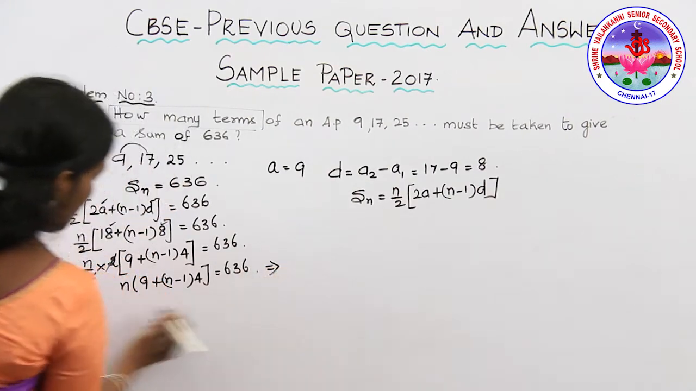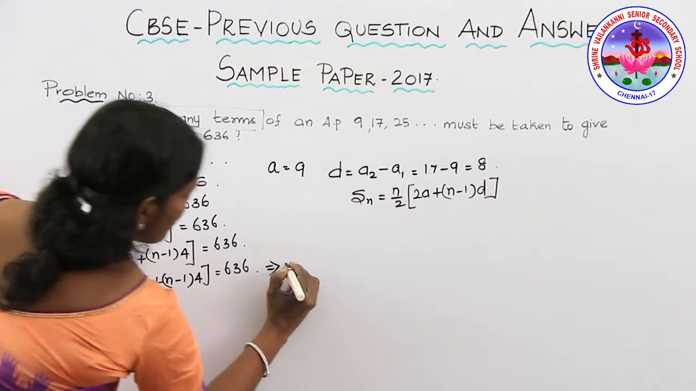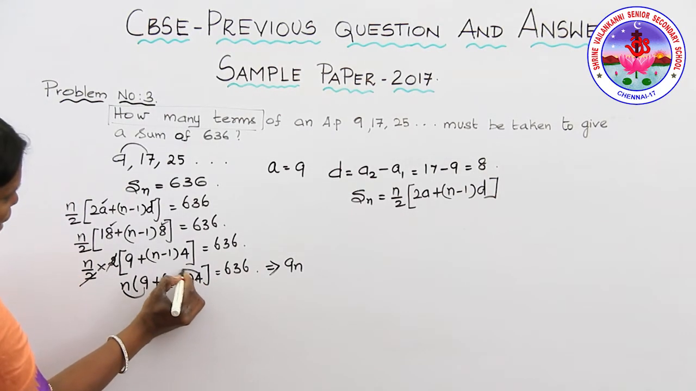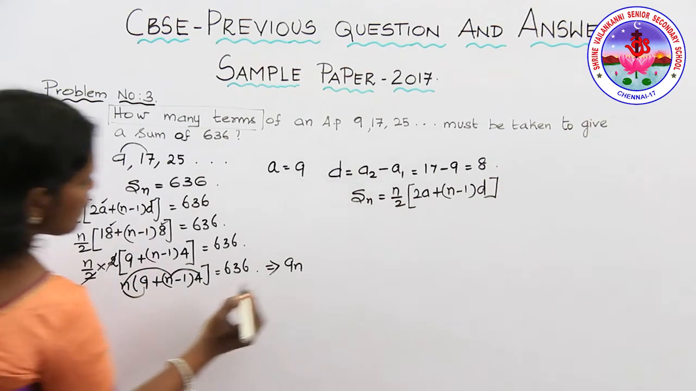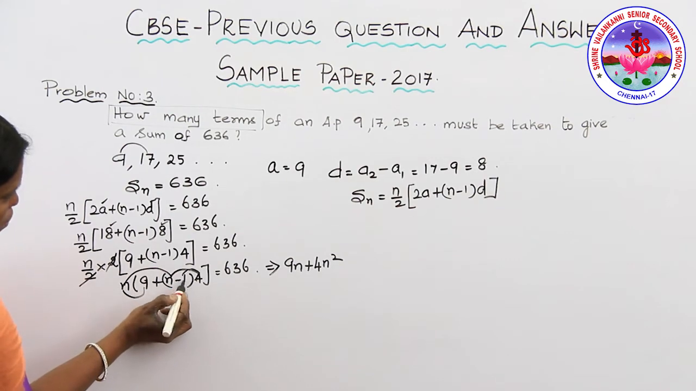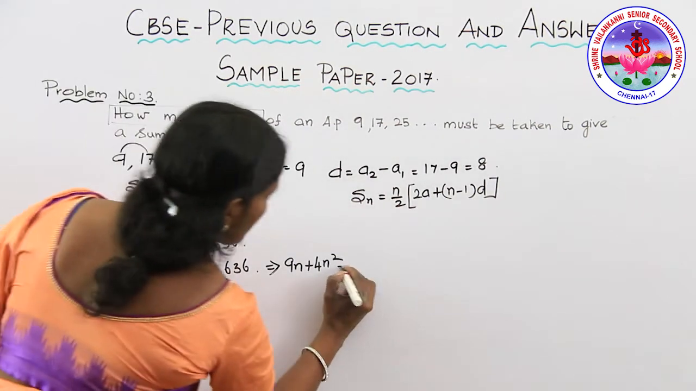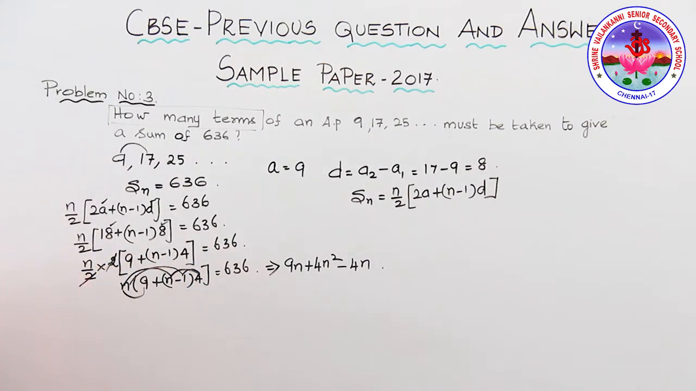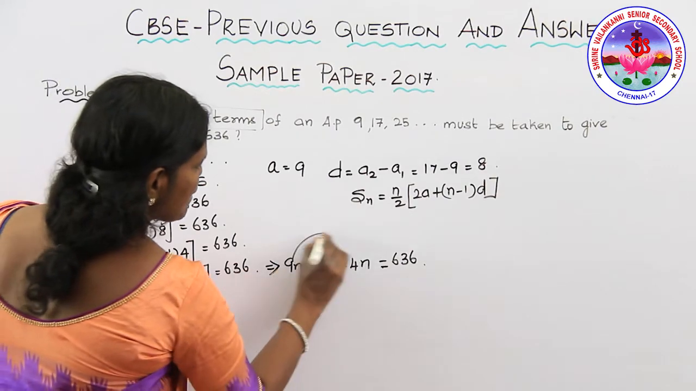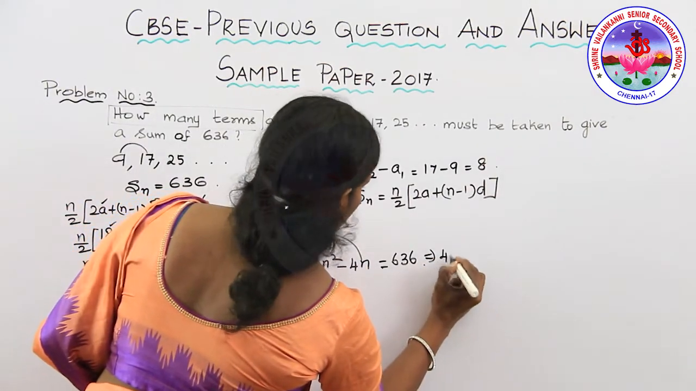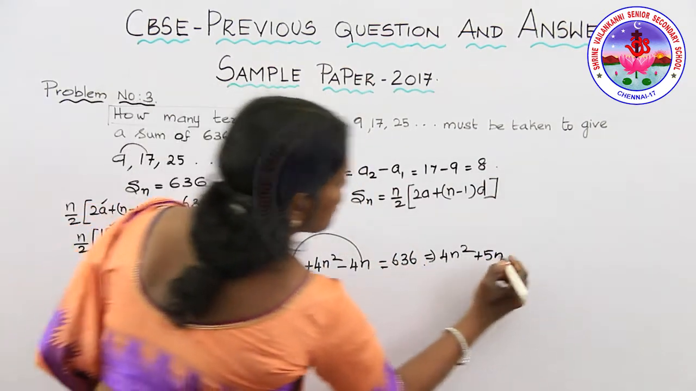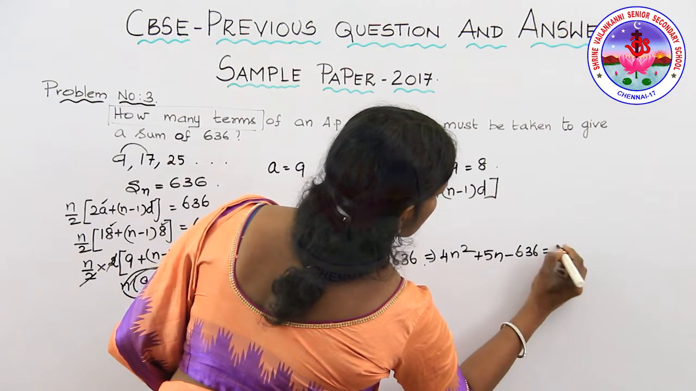Further, if I expand, I am multiplying n with 9, I will get 9n. Now, n minus 1 into 4, if I expand, I will be getting 4n. Along with this n, it becomes plus 4n squared. Again, 4 into minus 1, minus 4 into n, I will be getting minus 4n, which is equal to 636. So, further simplifying the like terms, I will be getting 4n squared plus 5n, and bringing this 636 to the other side becomes minus 636 equal to 0.